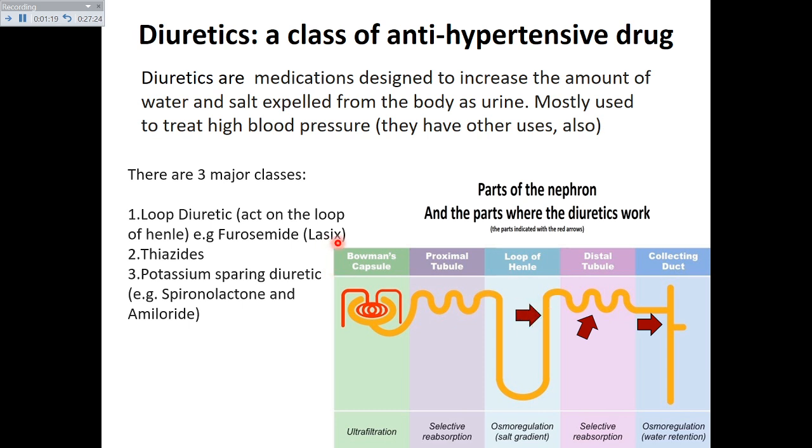Furosemide, Lasix, and it increases urination frequency and amount of urination.